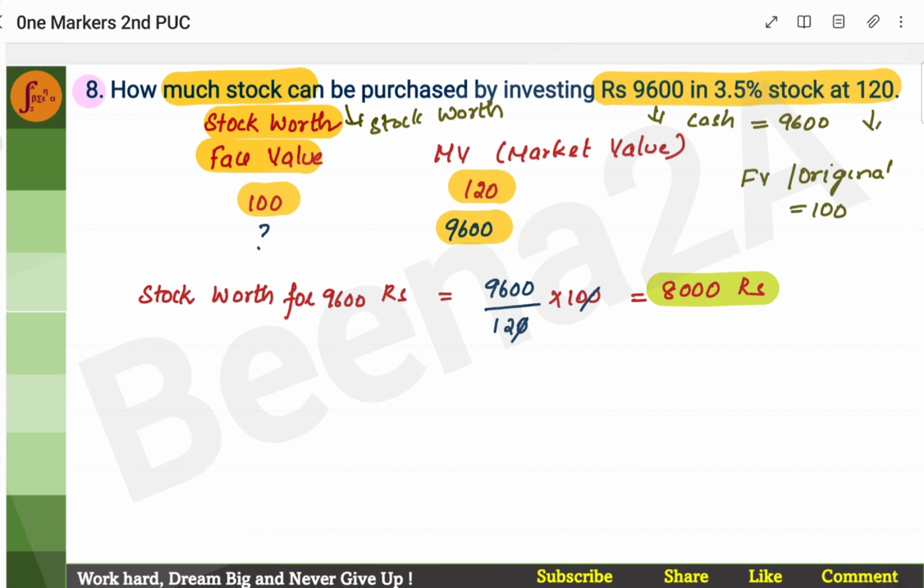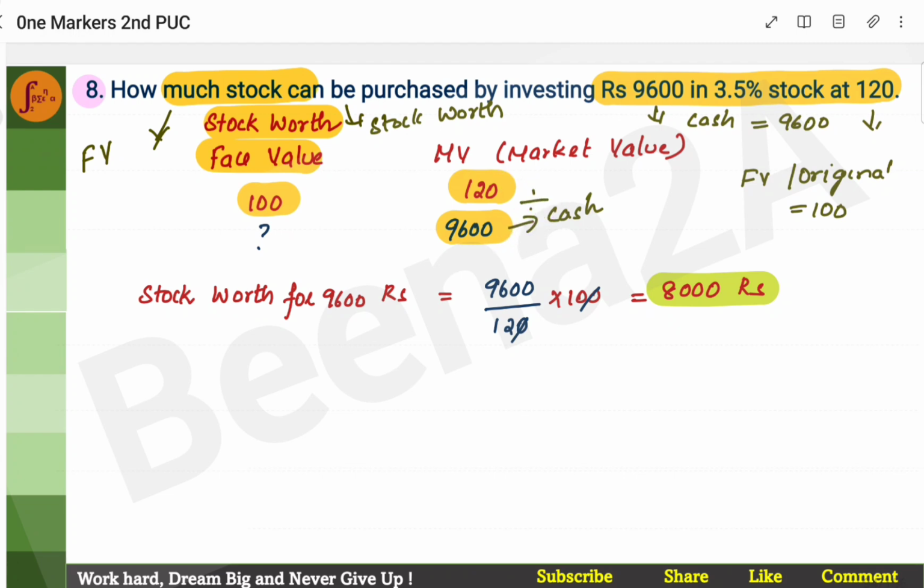He has this cash. He is investing this amount, and he is trying to buy the share at market value. So, obviously 9,600 will come here, not here. You have to find how much stock worth. Stock worth, that is face value. Remember that. Stock worth or face value. So for this amount of cash, how much stock worth will he get?